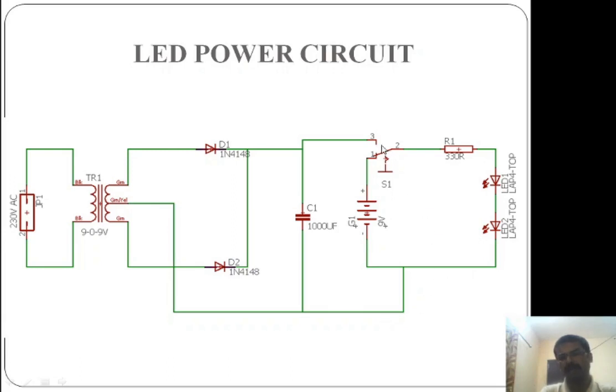Otherwise, if you connect the switch to connection 1, then this will be disconnected and the LED circuit will be powered from the battery. So this is a simple circuit to power up two LEDs. We have designed it for 9 volts, and we have shown the calculation in the previous part itself to select the resistor value. Right.